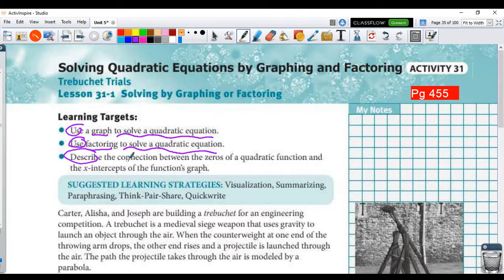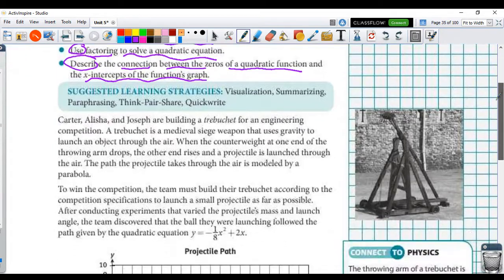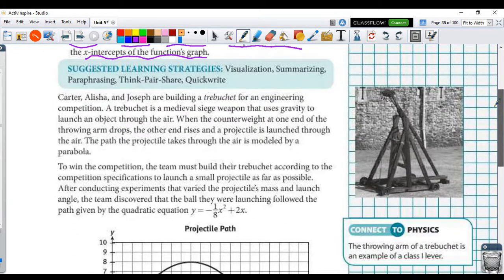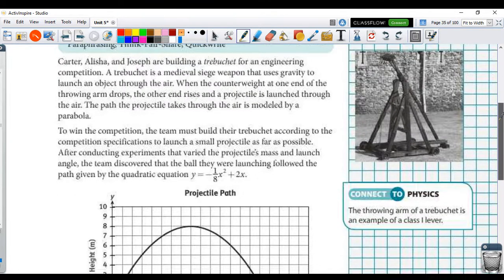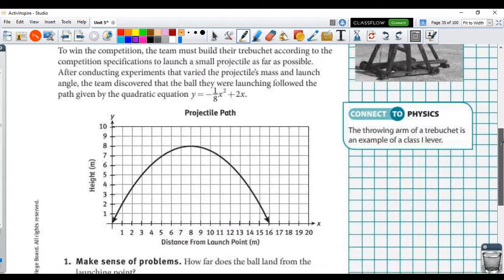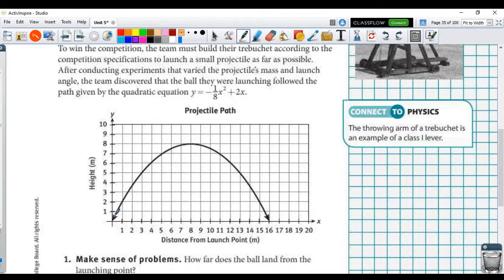And then we're going to describe the connection between the zeros of a quadratic function and the x-intercepts of the function's graph. So the situation that they have presented to us here is that Carter, Alicia, and Joseph have built this trebuchet, that's a type of catapult, to launch a projectile through the air, and they're entering this competition. So this graph down here represents the path of their projectile, and the path of the projectile is given by this quadratic equation.